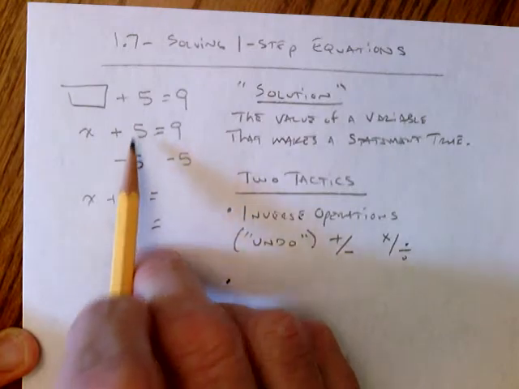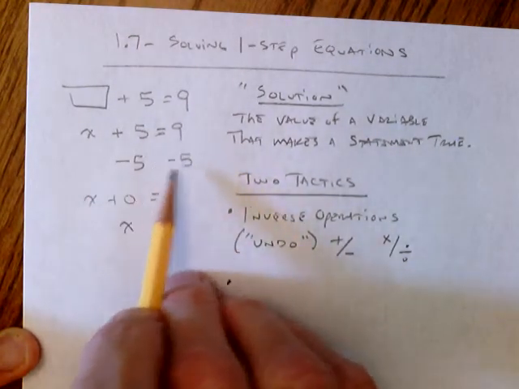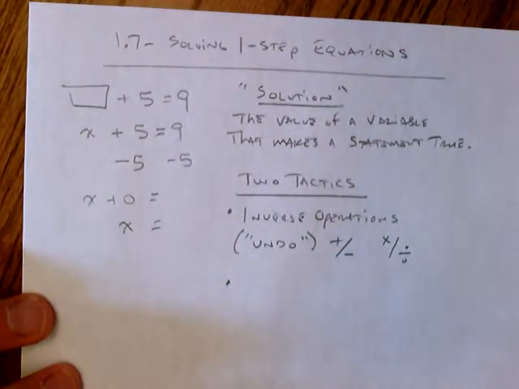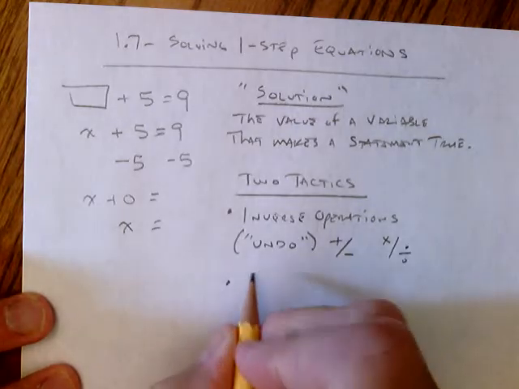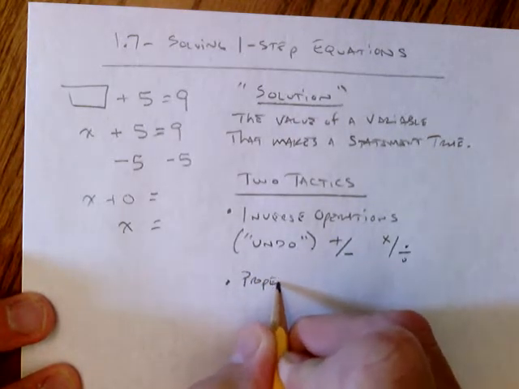So if I take 5 off of this side, that changes the value here. If I don't take the same off of this side, now I've got a problem. Now my equation is no longer in balance. Makes that equal sign a liar. So we can't do that. So we have a tool called the properties of equality.